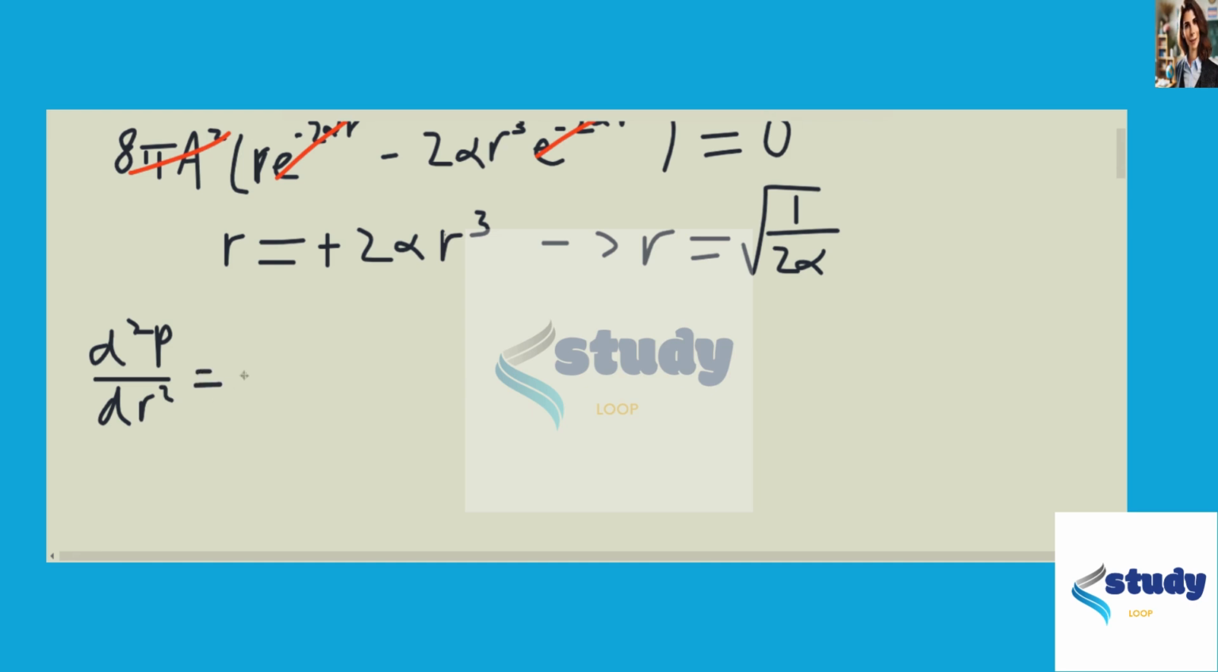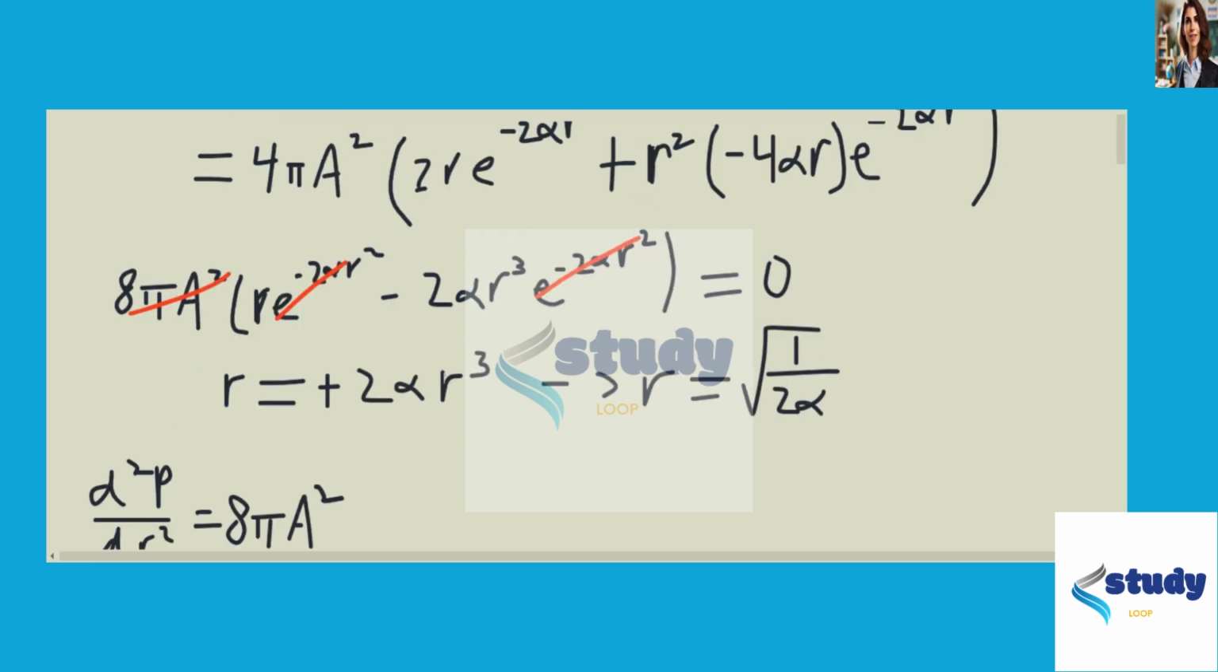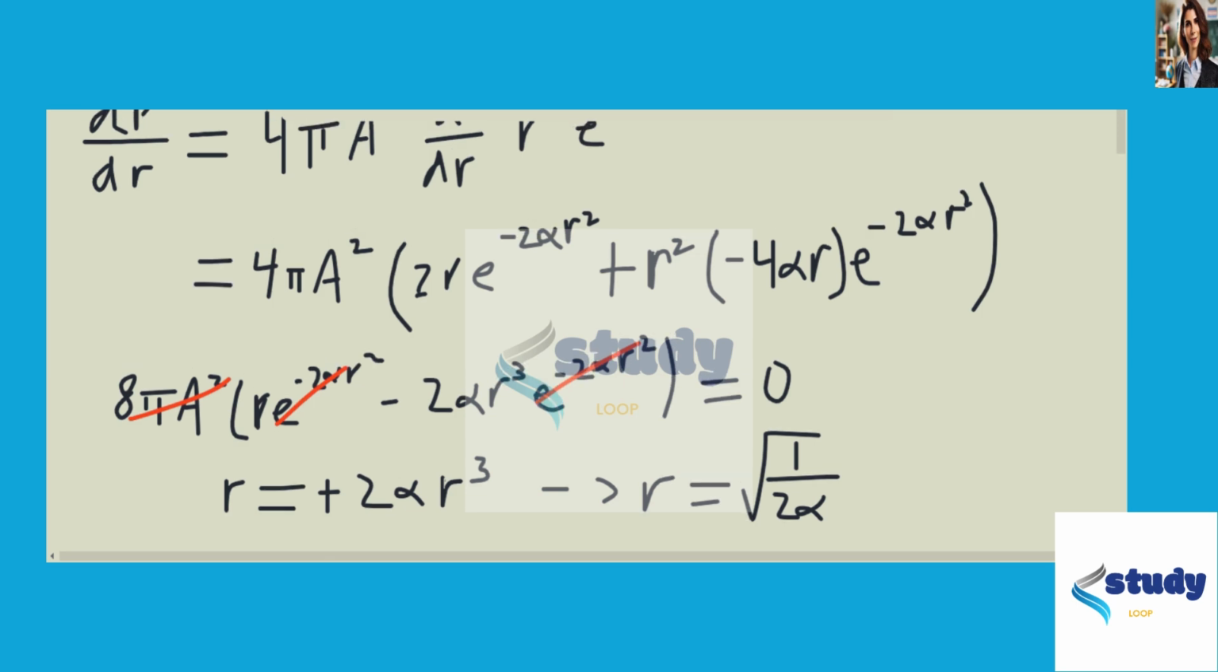For instance, this is 8 pi times a squared. Again, we take the derivative with respect to r of what is inside. So we're taking the derivative with respect to r of, let's box it in green here, of this.